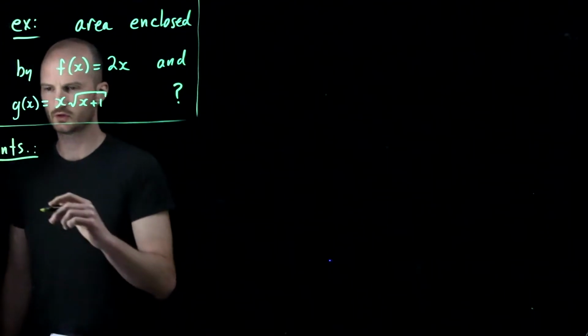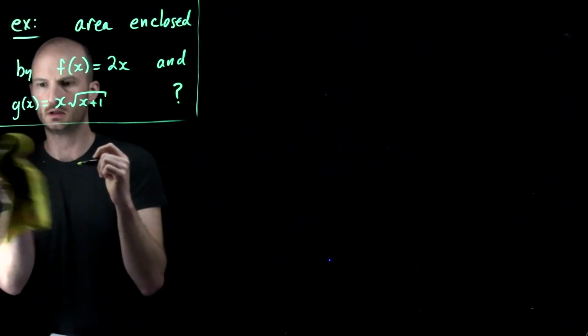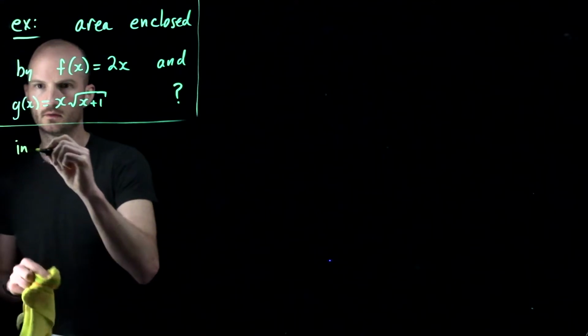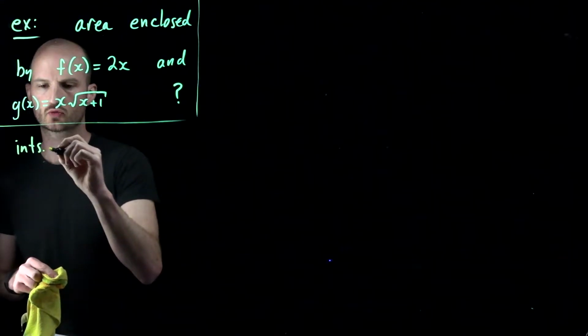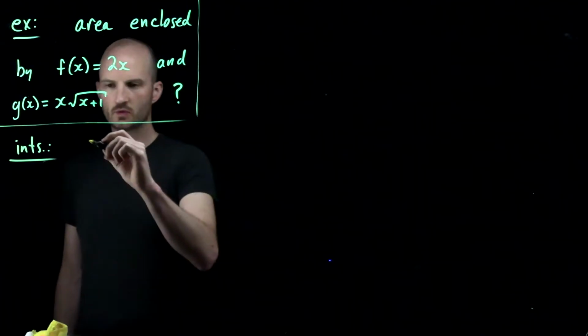Where is my border here? Intersections. There we go. So I set these two things equal to each other.